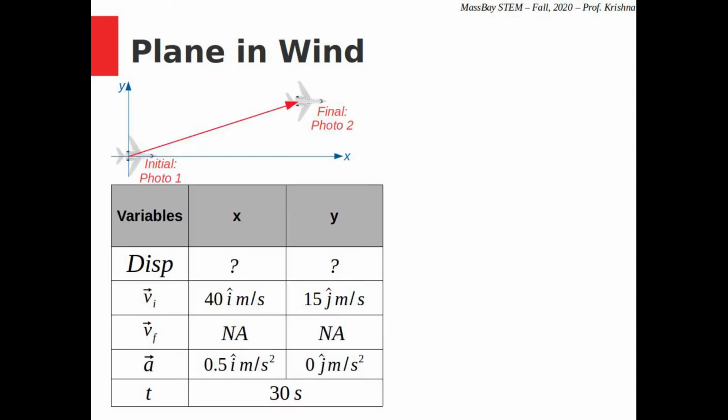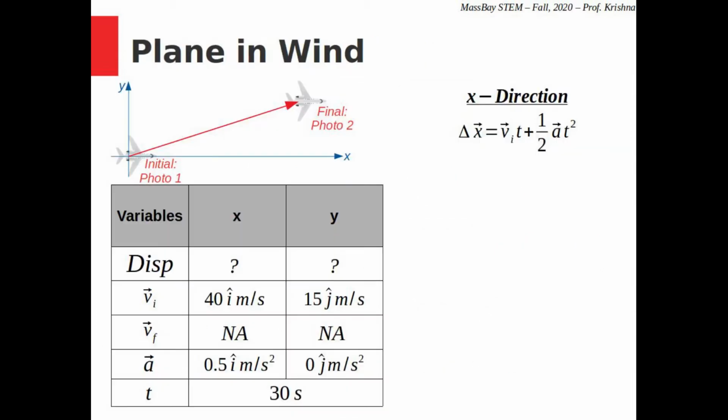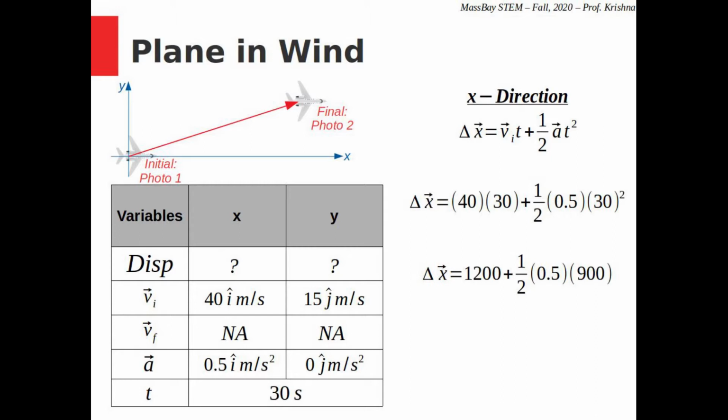In the x direction, we are looking for displacement, and we know initial velocity, acceleration, and time. The only toolbox equation that relates all these values is number 2. We substitute the knowns and solve for the displacement. It is 1,425 i hat meters.